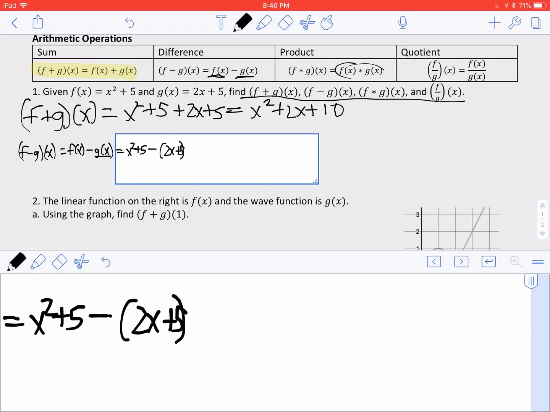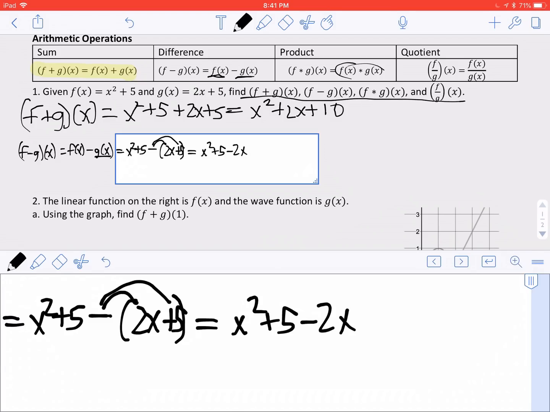So what that means is I'm going to distribute a negative 1 here, which gives me x squared plus 5 minus 2x minus 5. And then combining like terms, we have plus 5 and minus 5. So those subtract to 0, and we're just left with x squared minus 2x.